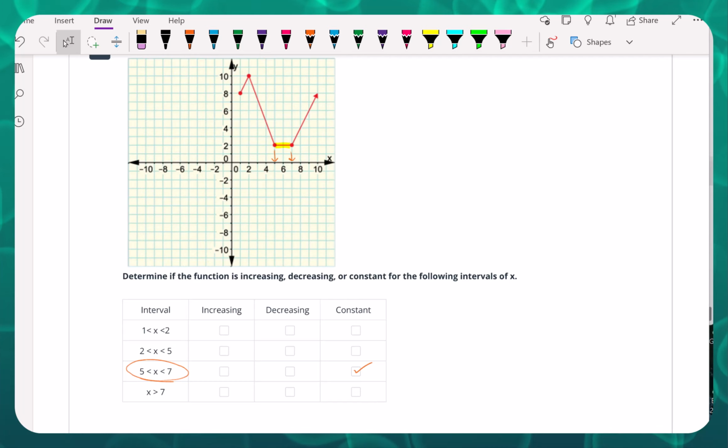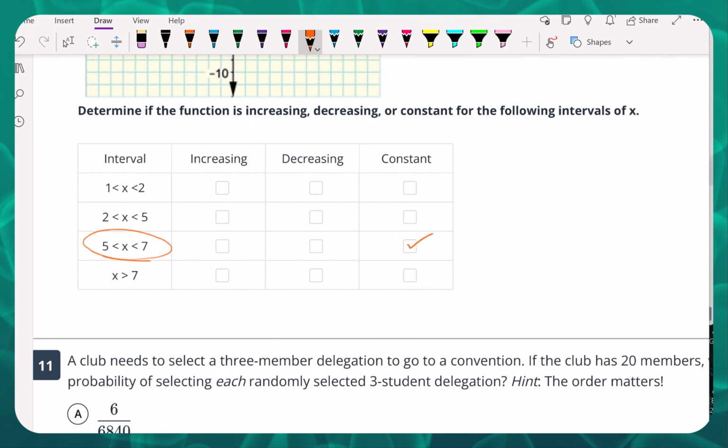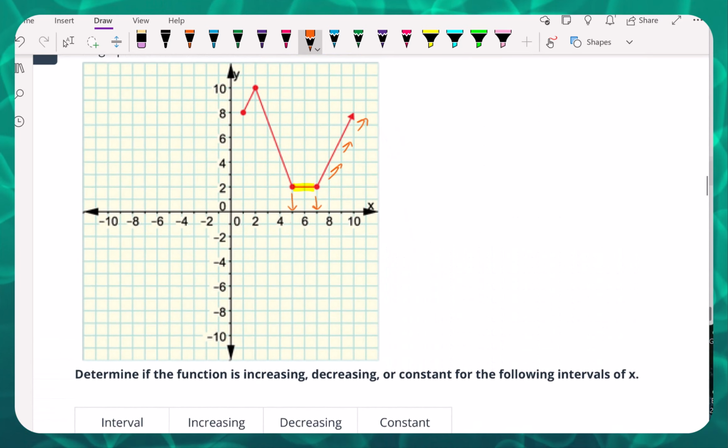Okay, increasing means it's going up the coaster. And now it looks like I've got 2 intervals. It's going to start at 7 and it's going to keep going to infinity. So which one basically says start at 7? This one. So I'm increasing here. Where's the other one where I'm increasing? Right here. Where's the interval though?